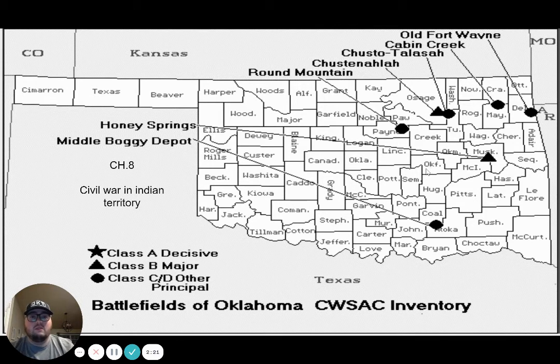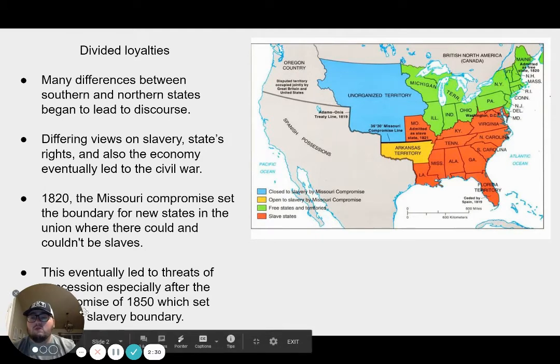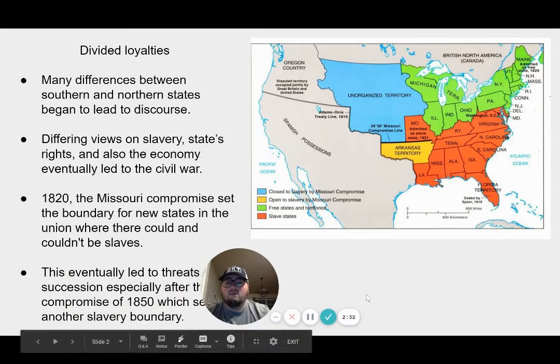It involved literally every single one of the 5 civilized tribes. They had different factions and different bands fighting in that. So we'll get into that here in a little bit. Okay, so divided loyalties. Let's talk about that one real fast.